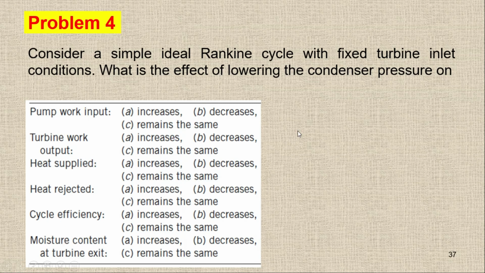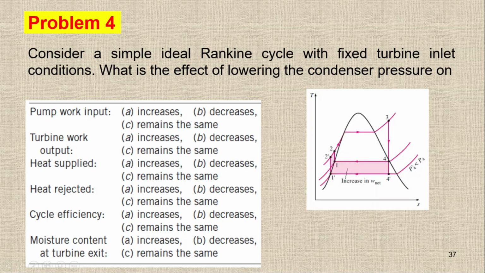So it's better to draw the TS diagram first. This is the TS diagram for this cycle when we decrease the condenser pressure. So we have the ideal cycle, which is 1, 2, 3, 4, and then we have decreased the condenser pressure, so we will get 4 dash, 1 dash, and 2 dash.